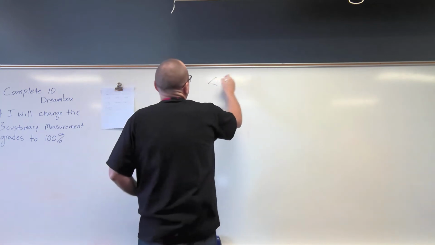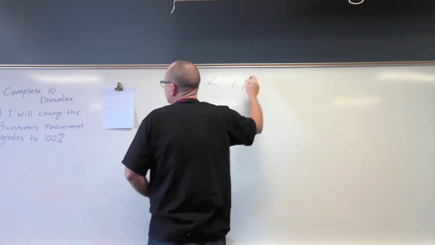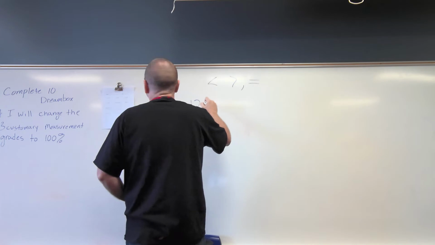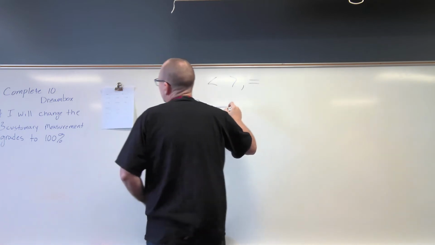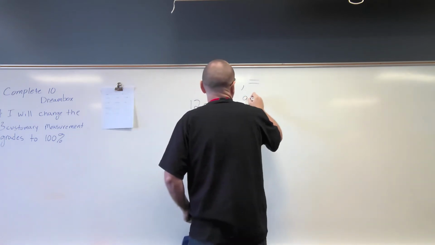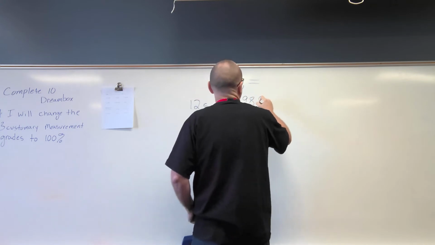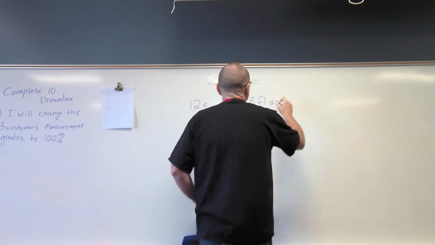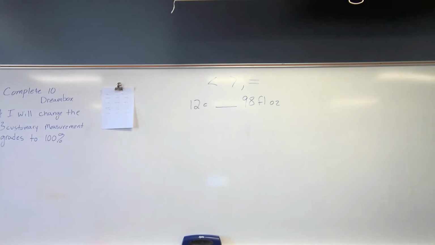These are comparing with less than, greater than, or equal to. So we're looking at 12 cups and 98 fluid ounces.